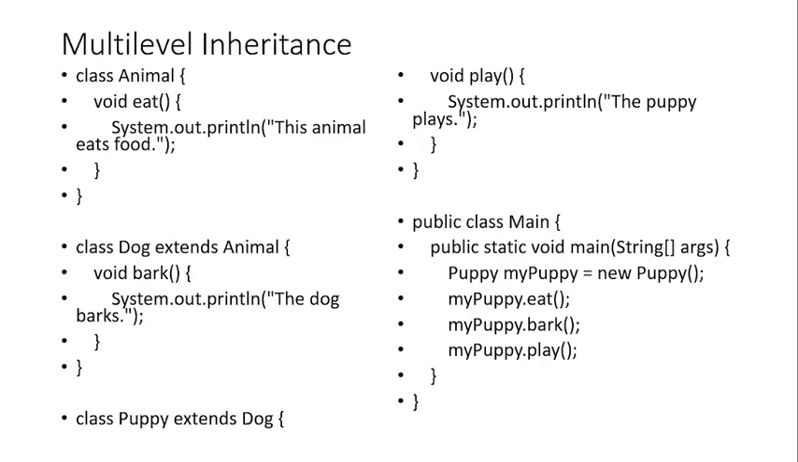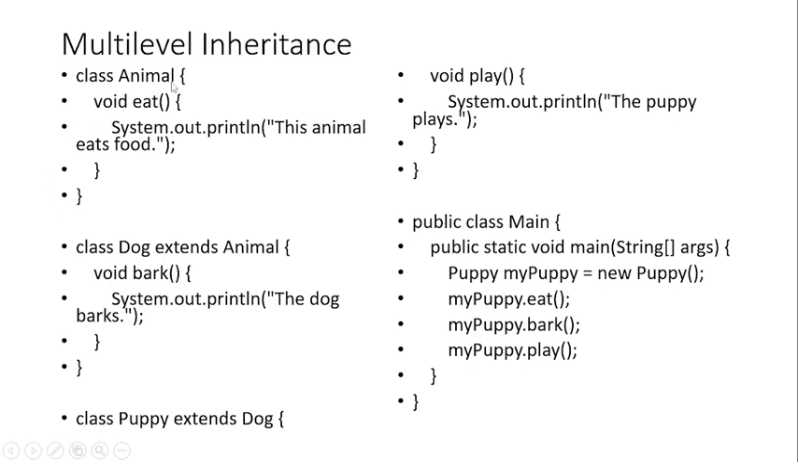So this has been already seen. You can see the example of multi-level inheritance. Class Animal is the base class, Dog is the child of Animal, right? Puppy is the child of Dog here, right?